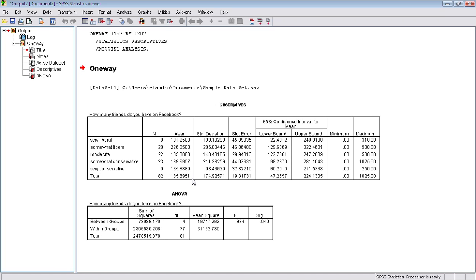Alright, and a separate output file pops up, and you can actually save this, which is a good idea, on a USB memory stick for later printing, but you've got to print it from a computer terminal that does have the SPSS computer program installed. Alright, so here we go.